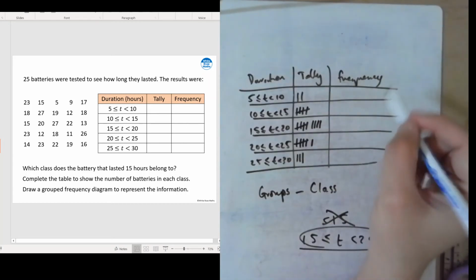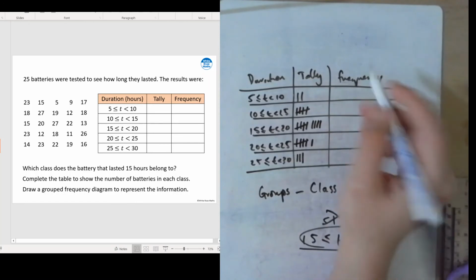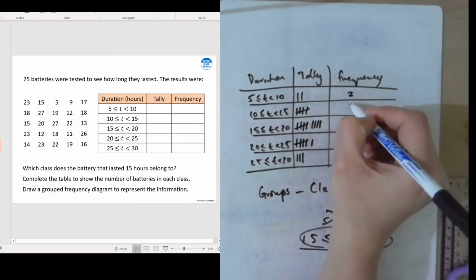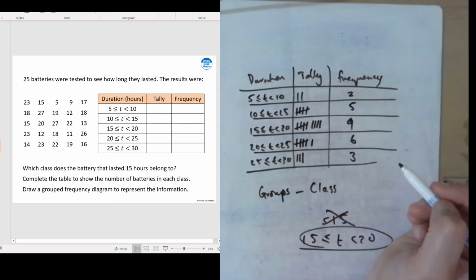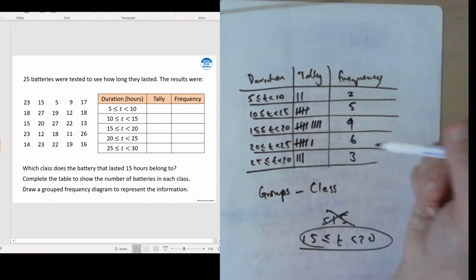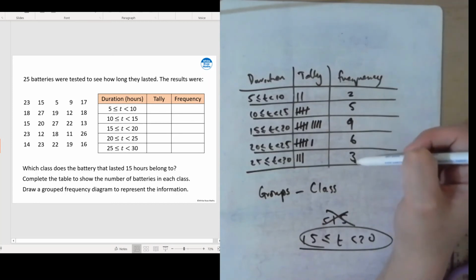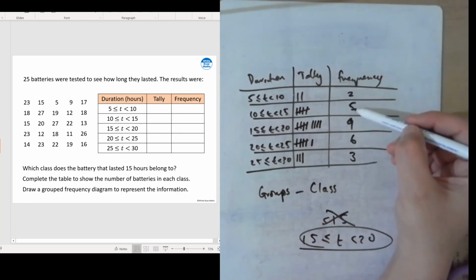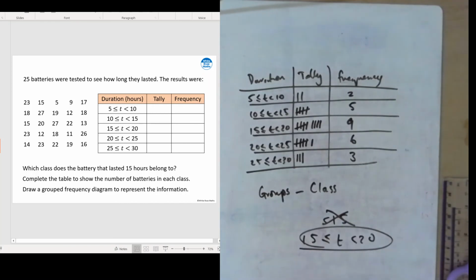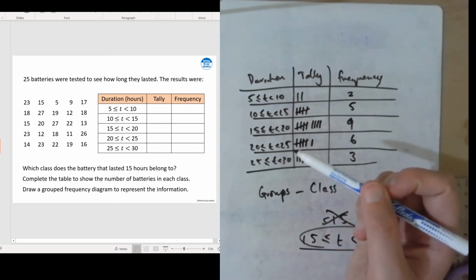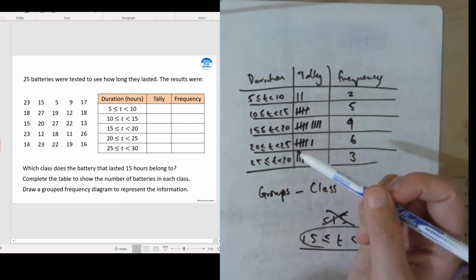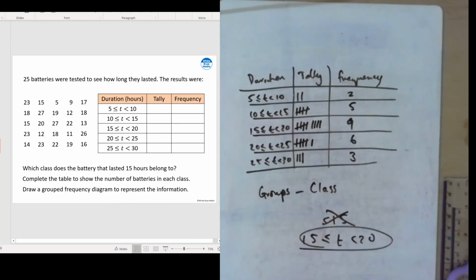Okay, so once you've done all the tallying, you can then write the frequencies. So I've got 2, I've got 5, I've got 9, I've got 6, and I've got 3. Okay, and if you just want to add up all the numbers again, I've got 6, 3, 9, 9, 2 makes 20 plus 5 makes 25. Okay, so that's just me double checking that I've got the right number in there. Okay, so complete the table. I've done the second part, and then it says draw a grouped frequency diagram to represent the information.